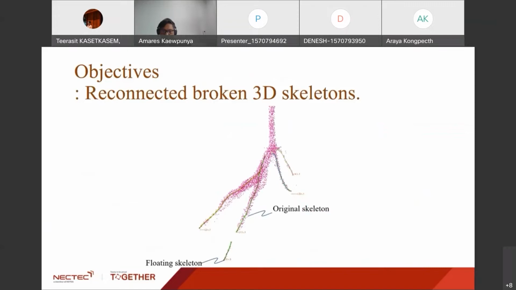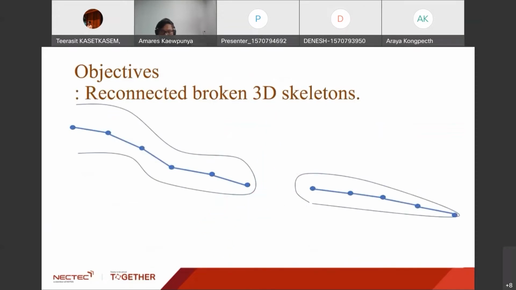The missing part forms a floating skeleton that is separate from the original skeleton. This leads to wrong measurements. We must properly reconnect the floating skeleton to the original skeleton. We solve the reconnecting problem by searching for the original skeleton with the closest alignment to the floating skeleton.